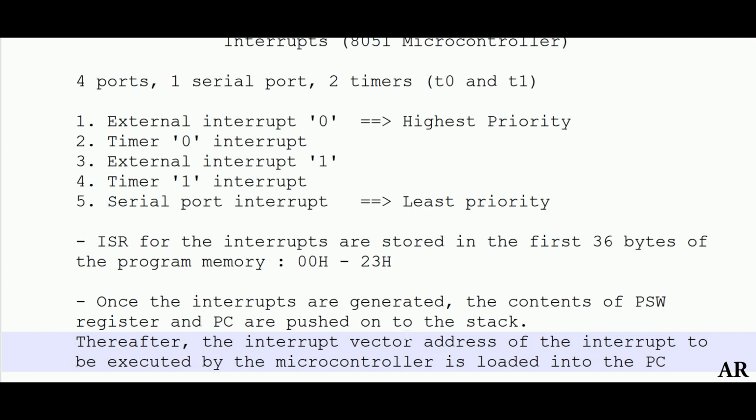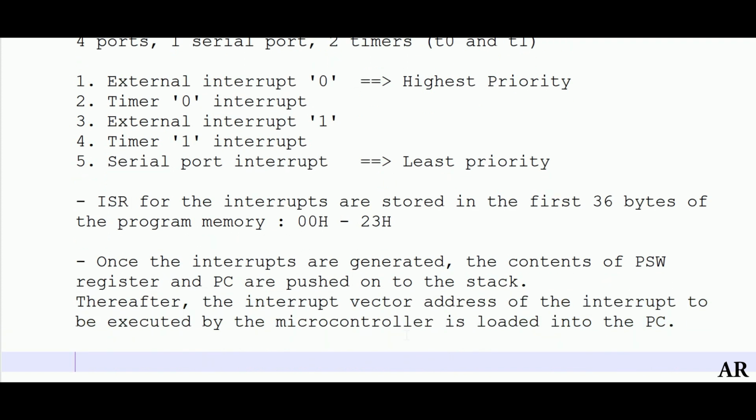So once the interrupt flag is cleared, it will ensure that no other interrupts get executed or no other interrupts are encountered by your 8051 microcontroller. So I can make that small note here again. So the ISR is executed after clearing the interrupt flag.